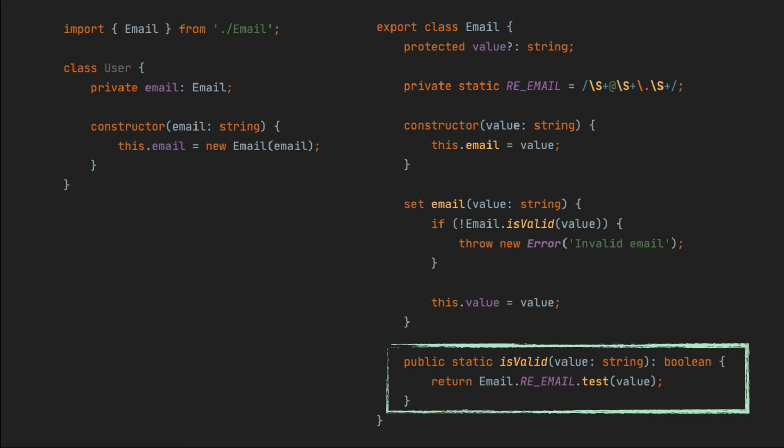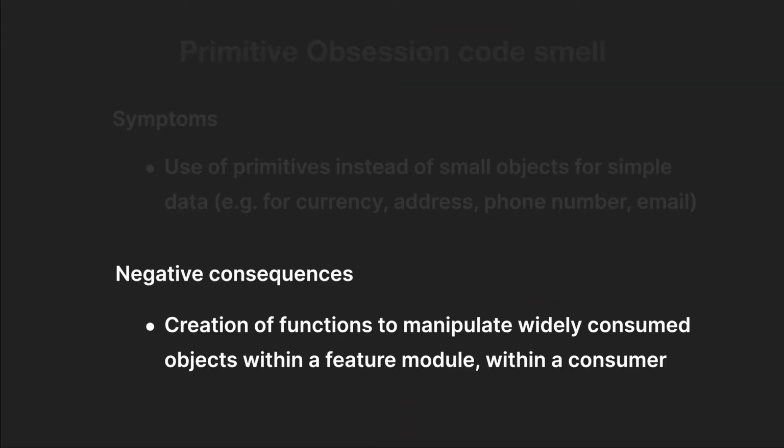And the most important thing is that business logic belongs to the email. This creates a single responsibility, because the email class now has one reason to change. Today I wish to talk about negative consequences of the primitive obsession code smell.